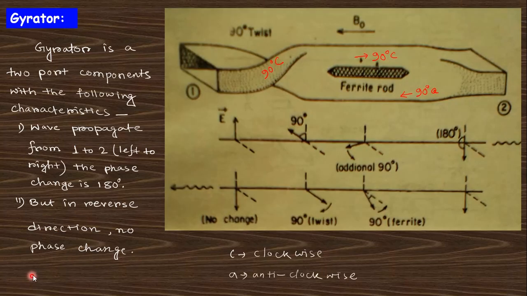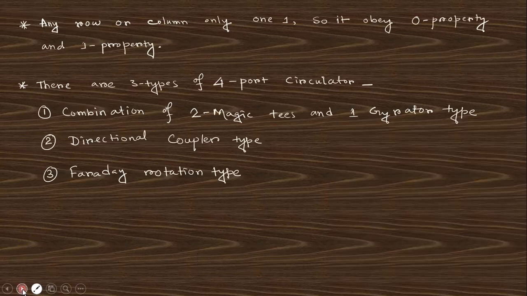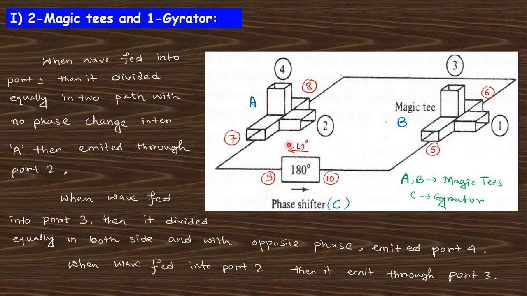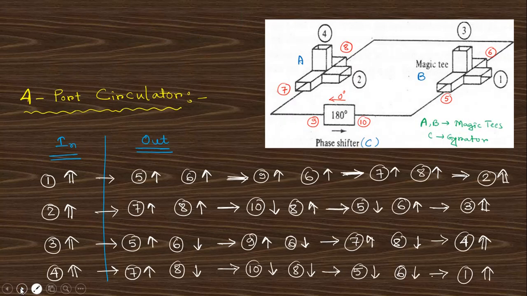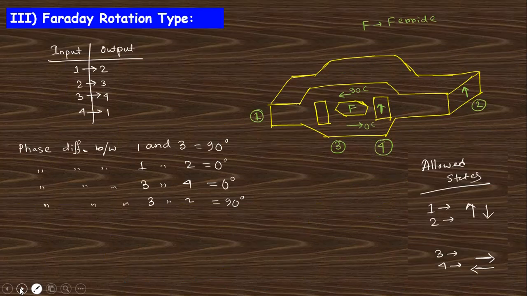First one is the gyrator. A gyrator means that when the input is from left to right there is a phase change of 180 degrees, but from right to left there is no phase change, 0 degrees. This is the gyrator. A circulator means one input, two output; two input, three output; three input, four output; four input, one output, like that. Mth input, m plus 1th output. And there are three examples of circulator: two magic tees and one gyrator make a circulator, a directional coupler makes a circulator, and a Faraday rotation type makes a circulator. I think that is clear.